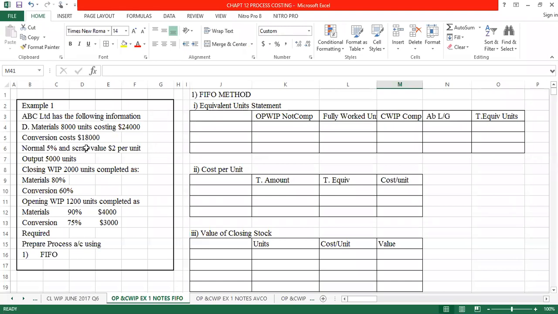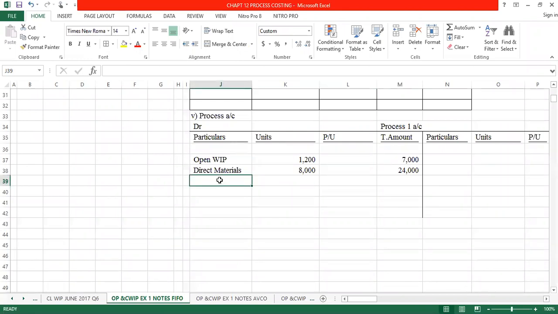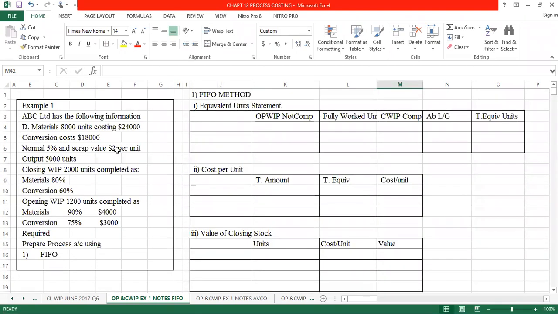Next, conversion costs is 18,000. Conversion costs is 18,000.